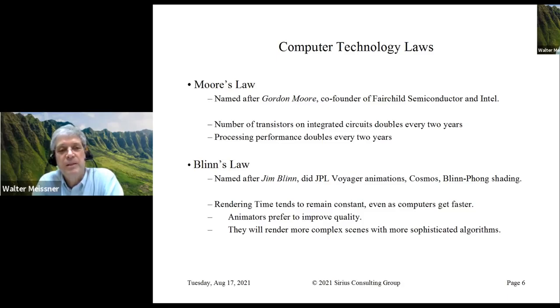It's named after Jim Blinn, who did the Voyager, JPL Voyager animations, Sagan's Cosmos animations, and the Blinn-Phong shading. His observation was, if you know anything about people that spend time putting together animation sequences, they usually have as many computers as they can get, and they usually spend months putting together the animation. So you would think that with faster computers, they would be doing it in less time. However, his observation is that rendering time tends to remain constant even as computers get faster.